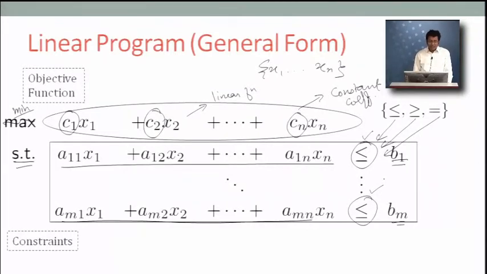and Shalom will show why it suffices to just consider less than or equal to. Okay, so that's the general form of a linear program. It's the optimization of a linear objective subject to linear constraints. All right, very good.